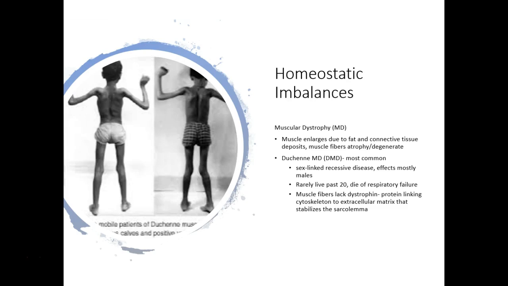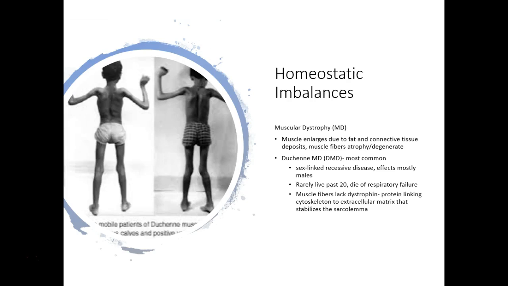Because the mutated gene is only found on the X chromosome, more males will have it than females because they only have one X chromosome. So having that one copy of a faulty gene can lead to the disease. About 1 in every 3,500 male babies that are born worldwide each year have DMD.